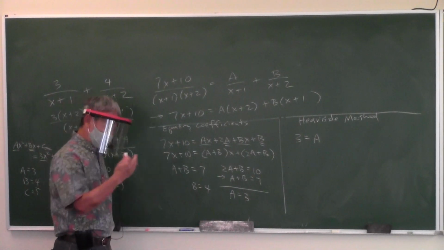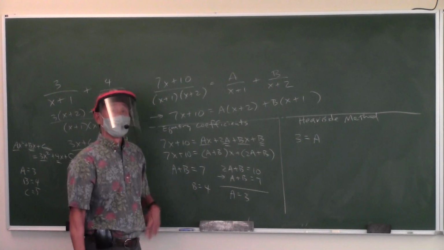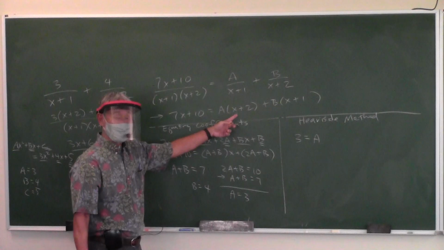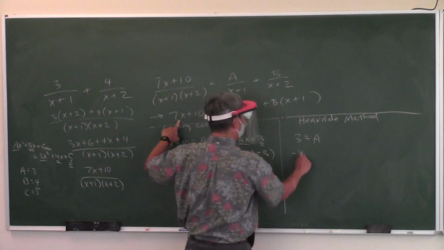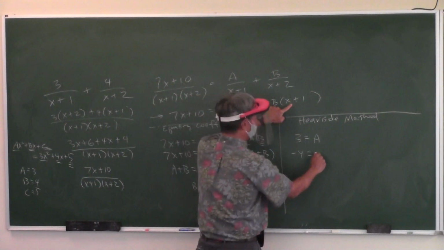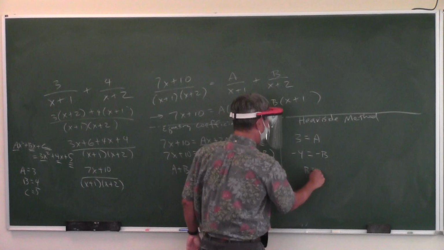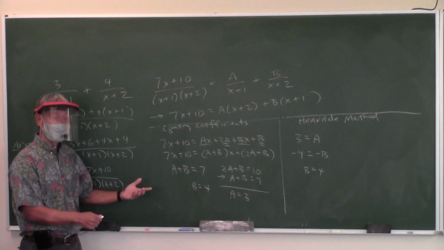So now that you know Oliver Heaviside, what do you think another good number is? -2, because it'll make this thing 0. So what happens when you plug in -2 here? You get -4 equals 0 minus b, therefore b equal 4. Ka-ching! Do you see why that's good?